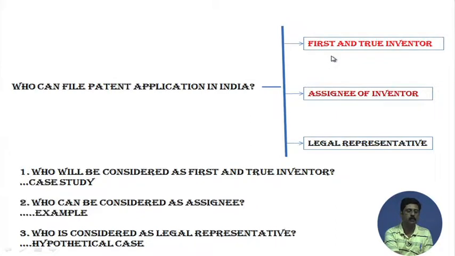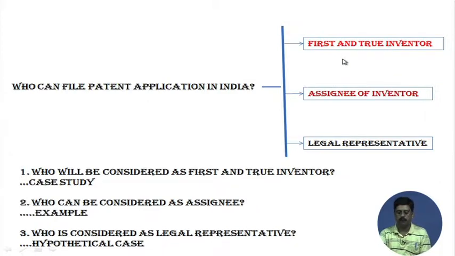So first and true inventors can file patent applications, or he can assign the right to file a patent application to somebody, or some legal representative who got the right to file a patent application. Let's say he has been given, by virtue of some legal instrument, the right to file patent applications. So a legal representative can file a patent application on behalf of the first and true inventors.